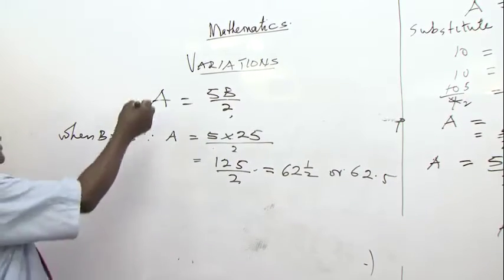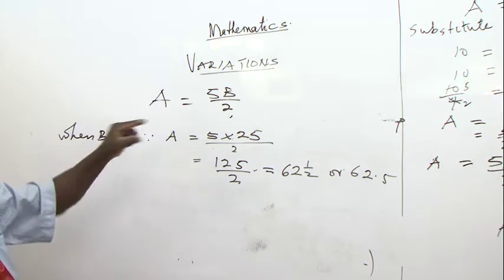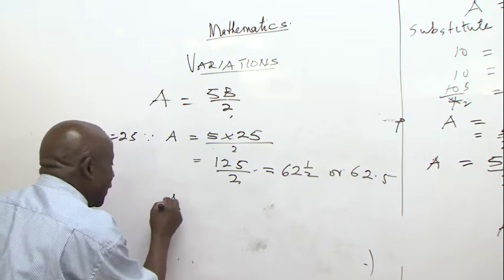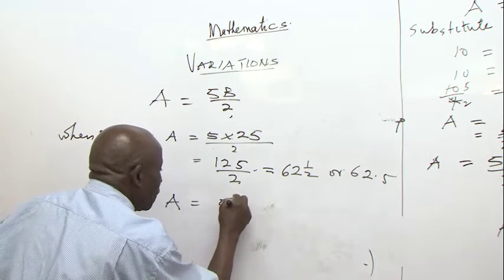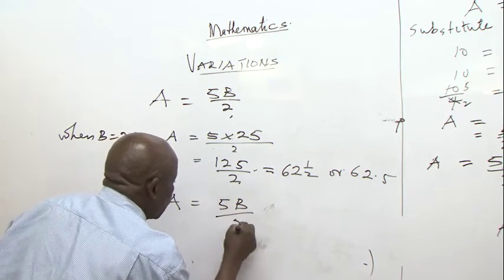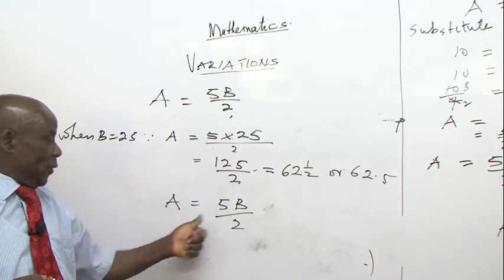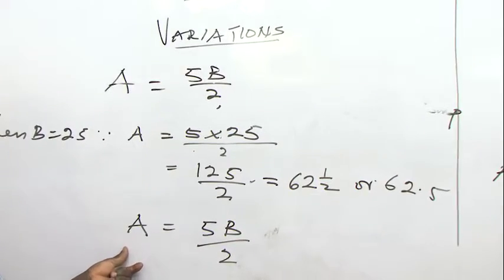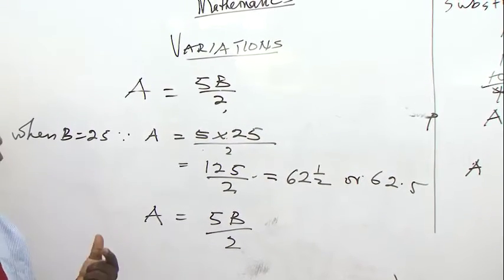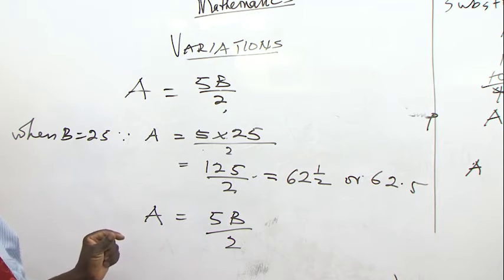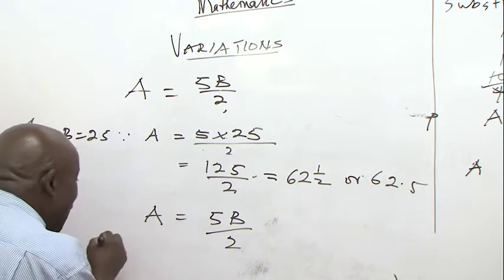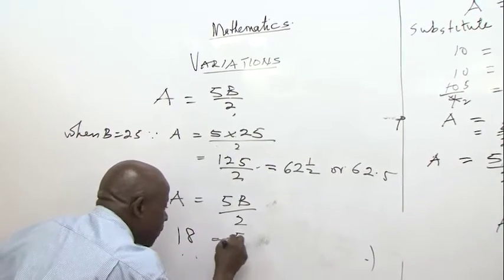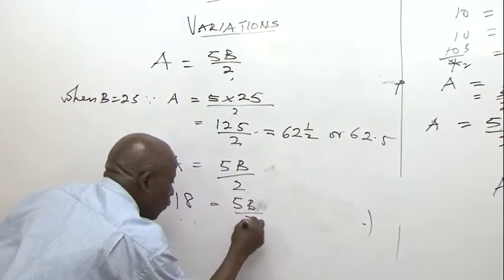Now the second question, you have to find B when A is 18. You use the relationship again. A equals 5B all over 2. Now B is to be found when A is 18. You have to substitute correctly. If you don't substitute correctly, you may get the same answer, or 0. Please take note. It's very simple. When A is 18, substitute: 18 equals 5B all over 2.